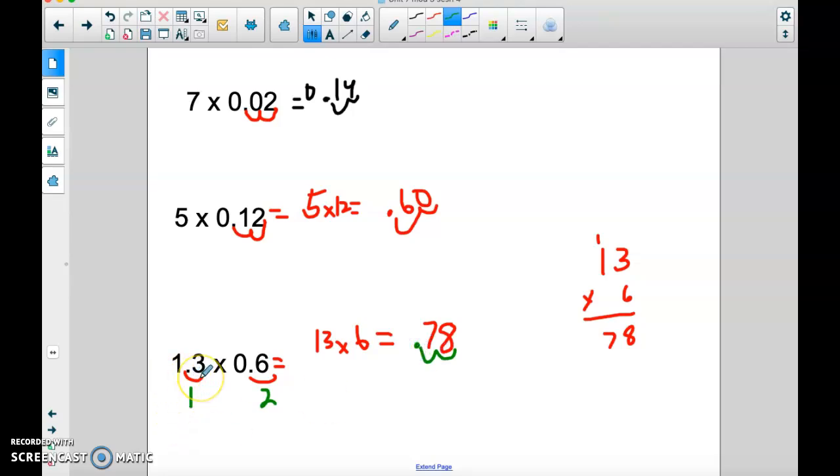Okay? And think about it. Think about what makes sense. I've got 1.3 times 0.6. So I've got 1 3/10 times less than a whole. If I had 7.8 as my answer, it wouldn't make sense, because to get 1.3, I would have to multiply that by around 7 to get 7.8, but I'm only multiplying by 0.6. So that would not make logical sense. But 0.78 does make sense. So not only think about how many jumps am I making, but think about what logically makes sense for the original problem.